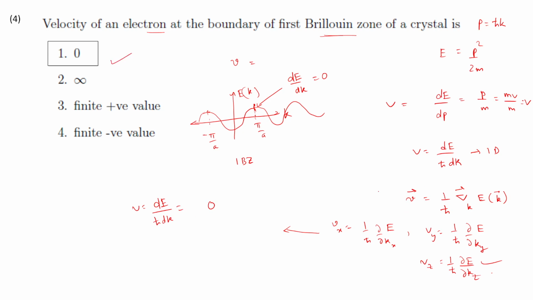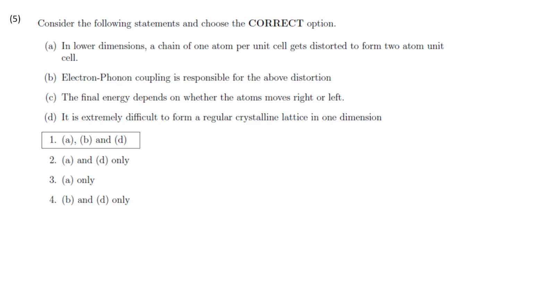So this is for one dimension. For any other case also, at the boundary, dE by dk becomes 0, even in any other dimension also. So that is the answer of this question. So we go to the next question now.